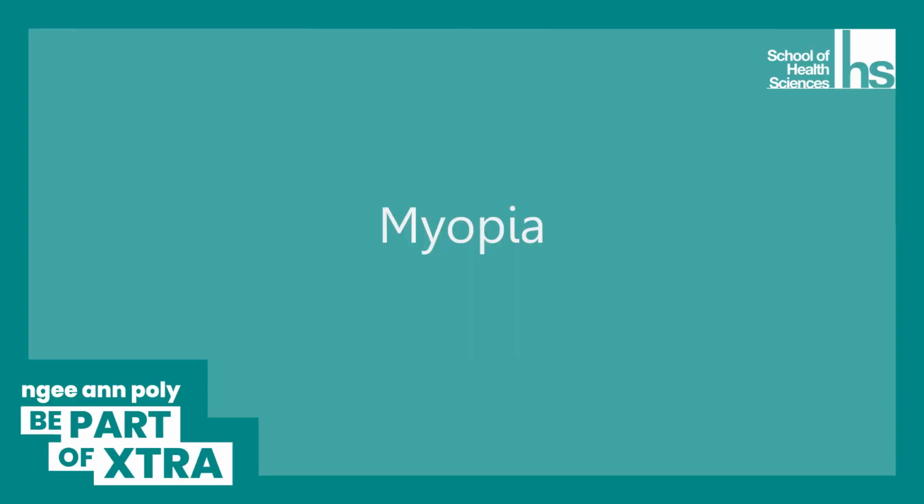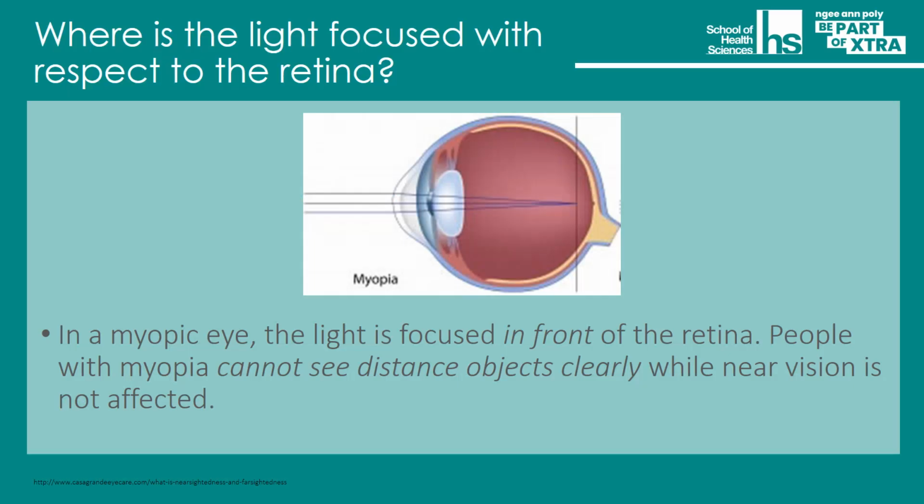So, myopia is the most common kind of refractive error that we find, especially in Singapore. What happens during myopia? Where is the light focused with respect to the retina? In a myopic eye, the light is focused in front of the retina, and people with myopia cannot see distant objects clearly, while near vision is not affected. This is very commonly seen in us when we remove our glasses and we find that the vision for distance is blurry.